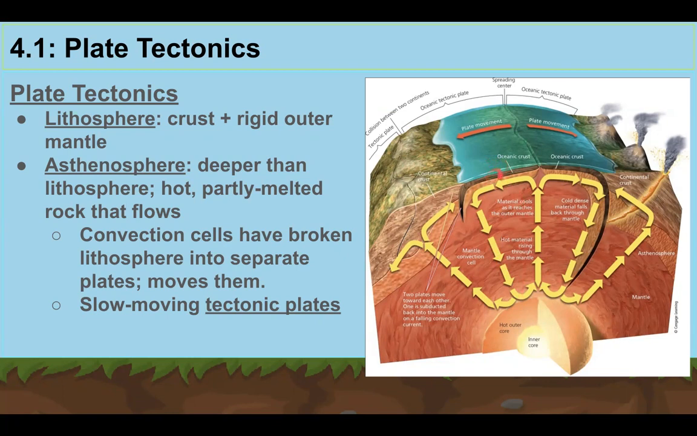Okay, so these are known as convection cells, and these convection cells are what are moving our plates up here. So these plates, they don't move very fast, only about a few centimeters per year. I've seen the comparison that your fingernails grow about the same length as these plates move in a given year.